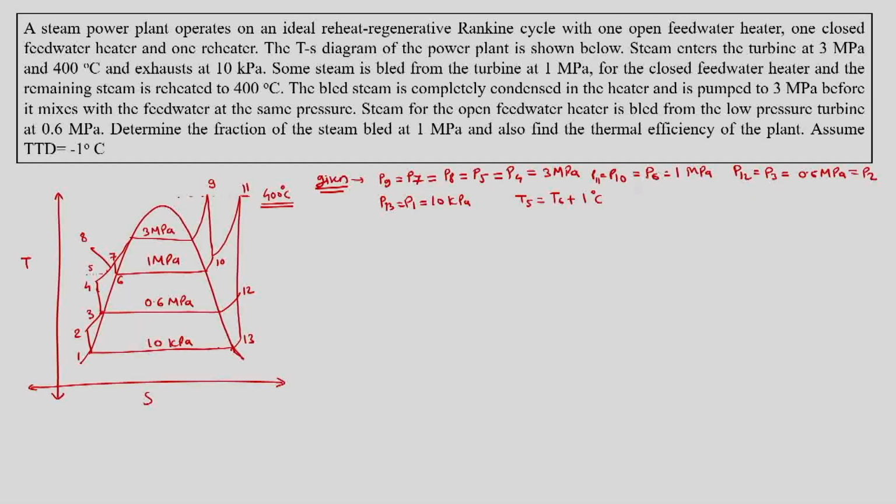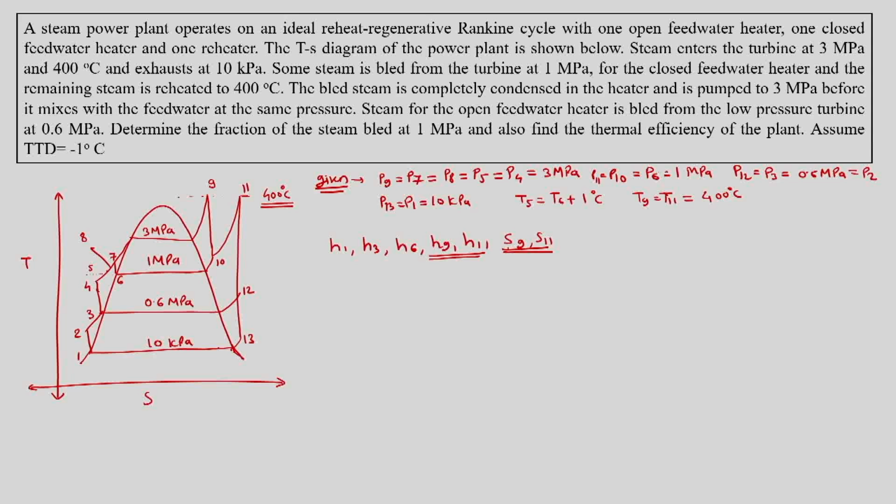Then we are told that T5 is equal to T6 plus 1 degree Celsius. We are also told that T9 is equal to T11 is equal to 400 degrees Celsius. So knowing this, we can proceed with this example. As we did earlier, we will mention all the known enthalpies, which are H1, H3, H6, H9, H11, and at H9 and H11 we will also mention S9 and S11.